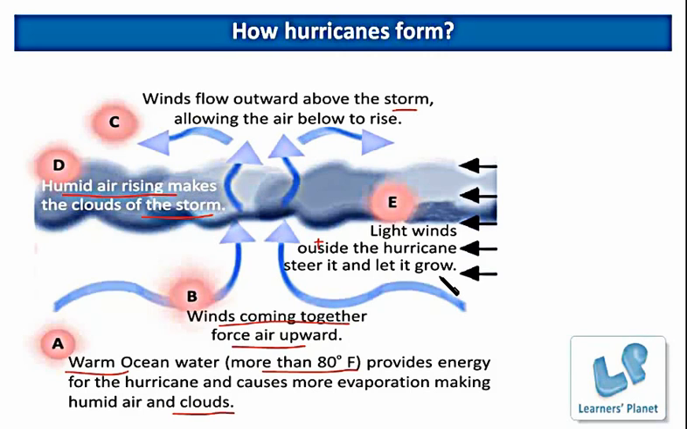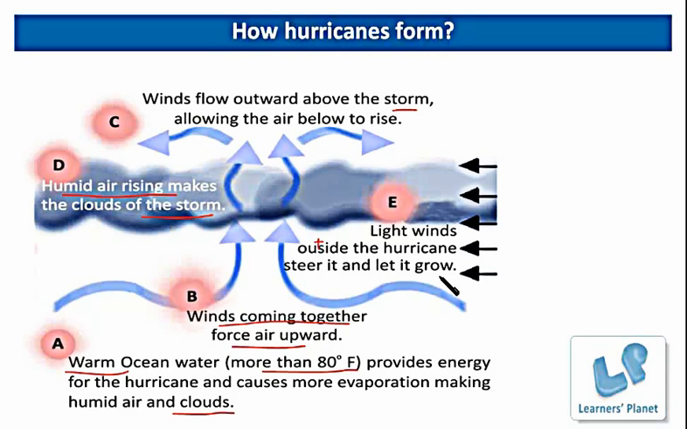So basically hurricanes only form over really warm ocean water of 80 degrees Fahrenheit or warmer, because the air in the atmosphere must cool off very quickly the higher we go. That is, the wind must be blowing in the same direction and at the same speed to force the air upward from the ocean surface. And finally the winds flow outward above the storm, allowing the air below to rise.